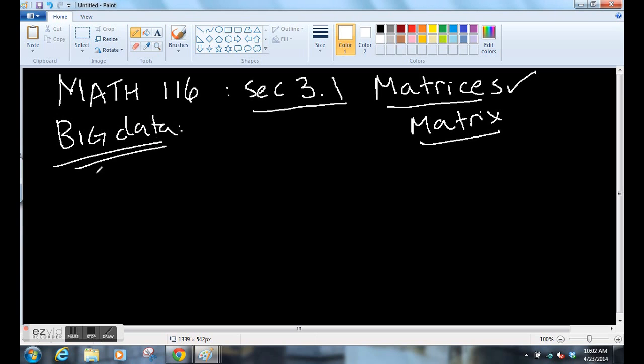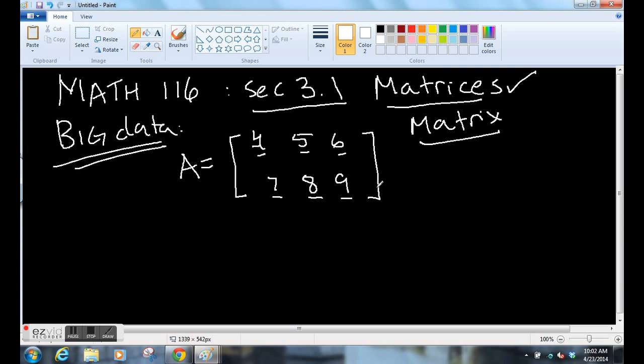So a matrix looks like this. If we have some matrix A, we use these square brackets here, and we have entries. They're like blank spots. So we would say like 4, 5, 6, 7, 8, 9. So each blank spot is an entry like this. This whole section, section 3.1, is just talking about the basic elements and things that you can do with a matrix.